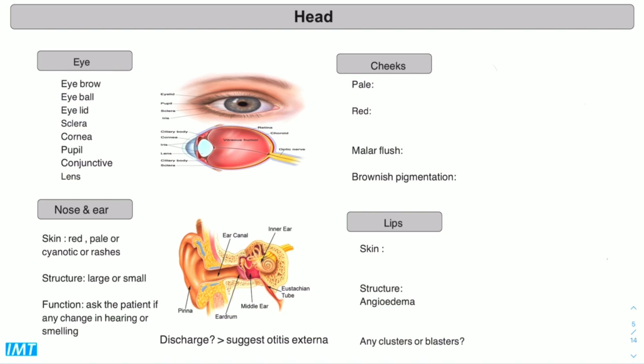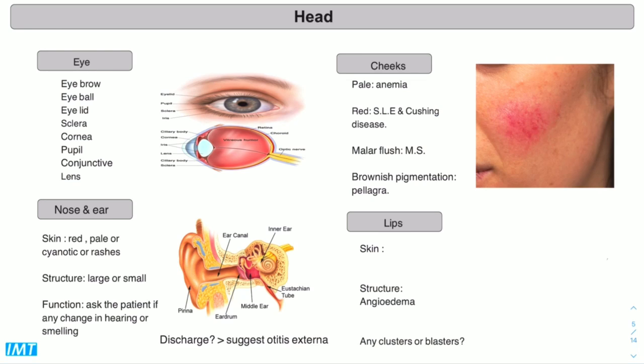Next, let's talk about the cheeks. In the cheeks, we will notice if there is paleness, redness, malar flush, or any brown pigmentation. Pale in case of anemia, red in case of systemic lupus erythematosus and Cushing disease. Malar flush could be seen in mitral valve stenosis. Brown pigmentation can be seen in pellagra.